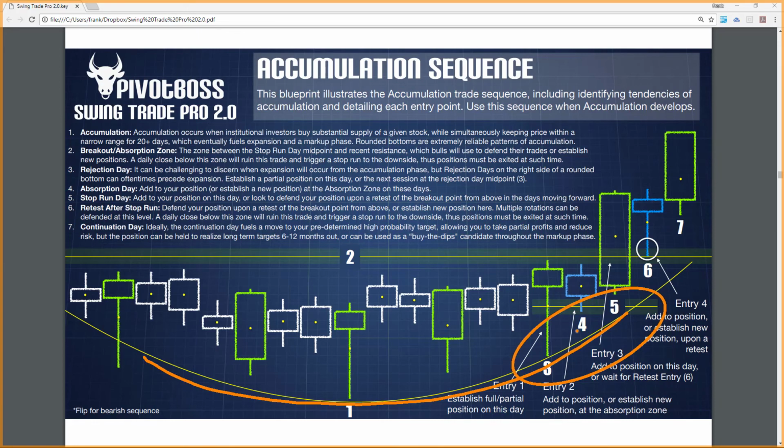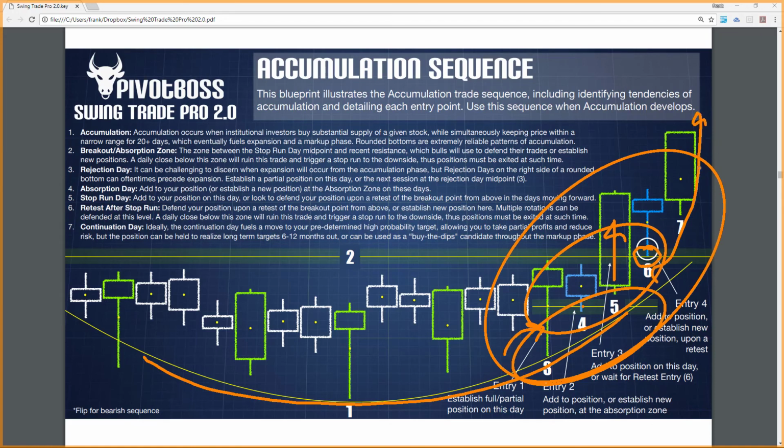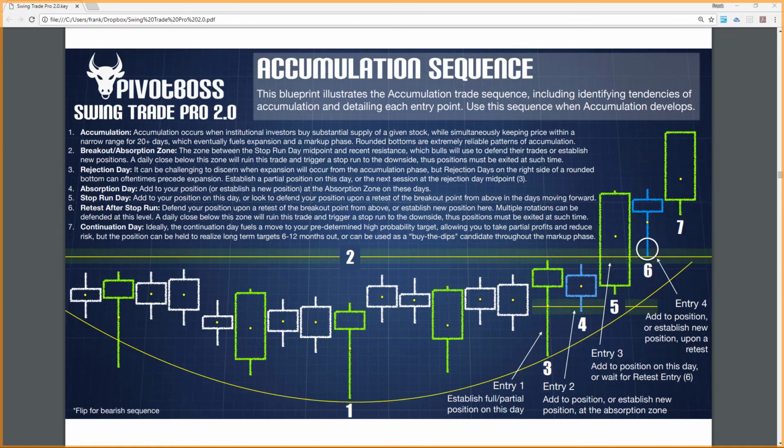So if you can get in on the right side based off of failed new lows or absorption or the stop run day or the retest after stop run, any of those can get you going in the direction right away. So again, there are going to be signs here that we look for, and we'll cover those in a moment. Number 2, the breakout and absorption zone. The zone between the stop run day midpoint and recent resistance, that's the breakout and absorption zone.